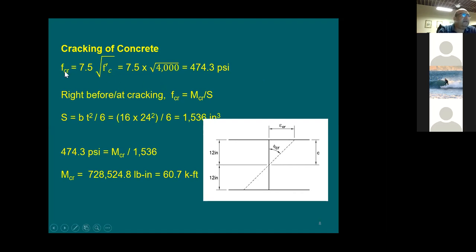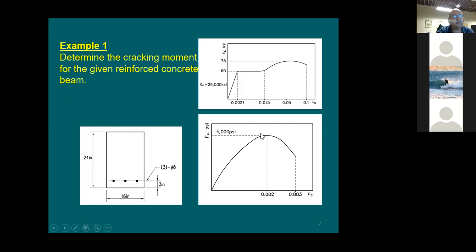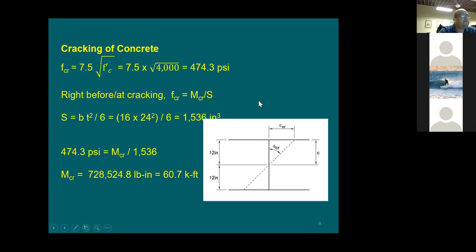It just happened here that the cracking stress equals 474.3 PSI. Professor, where does the 4,000 come from? Yes, F prime C, the concrete strength, which is this number here. This is the concrete strength at 28 days, which is called F prime C. You see this term here, F prime C, 4,000? So the concrete is going to crack at 474 PSI.